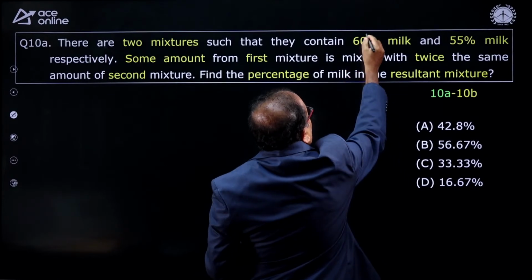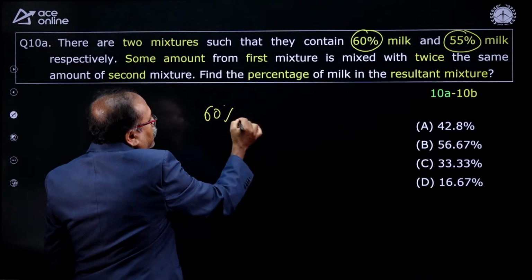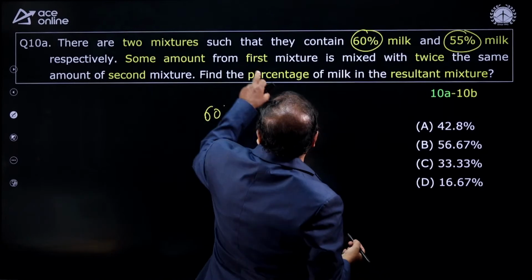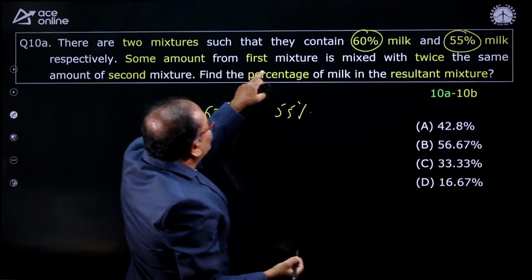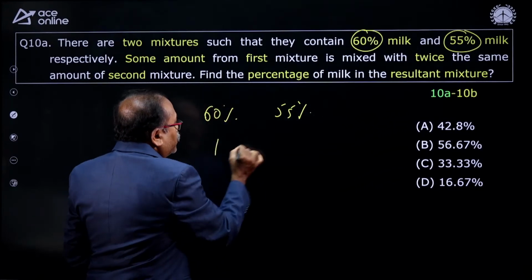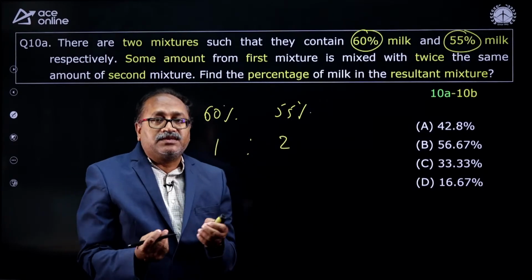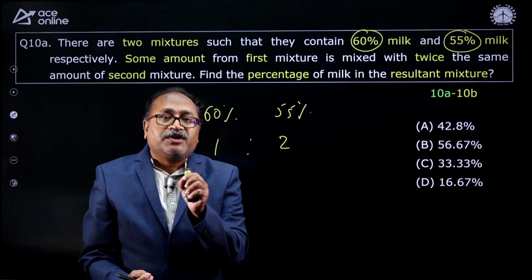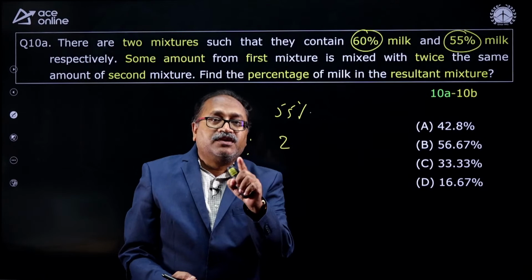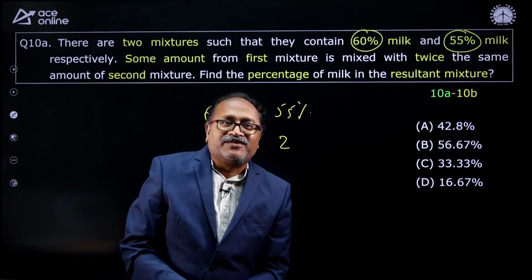Here it is 60% and here it is 55%. Okay, that is 60% and this is 55%. And in what ratio are you mixing them? So some amount of the first one is mixed with twice the second type. So if you are taking this as 2 parts. Whenever a situation like this is concerned, we can use the concept of weighted average. If you don't know what the average concept is, please don't miss my average class.